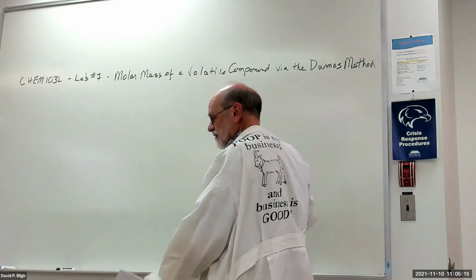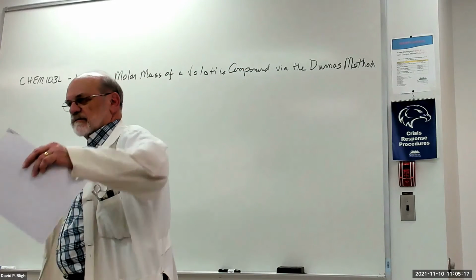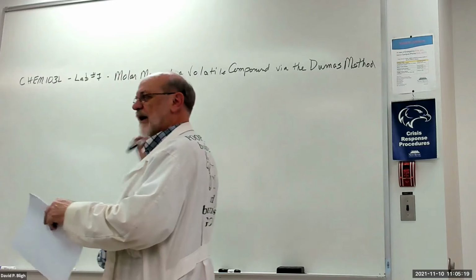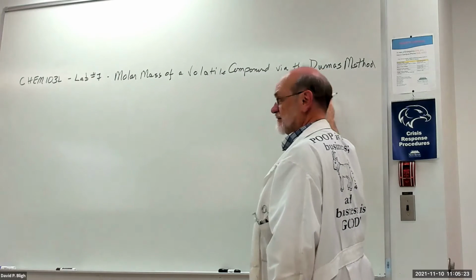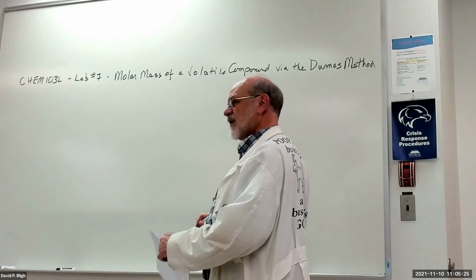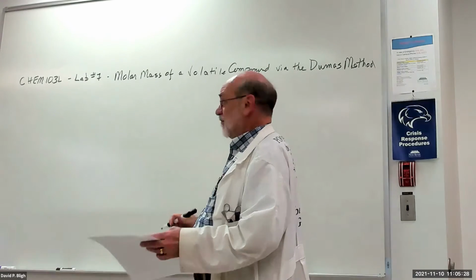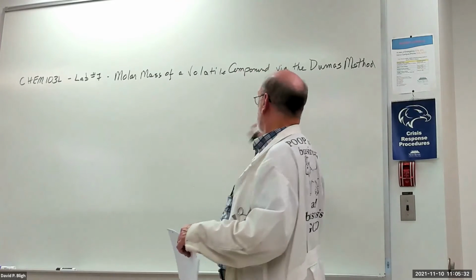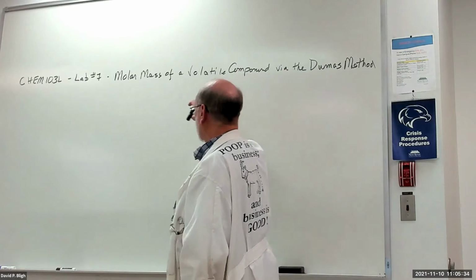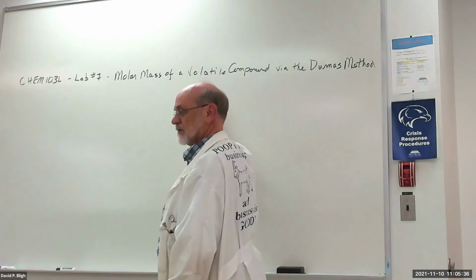Dumas was a Frenchman. He's not the same Dumas that wrote the Three Musketeers. It's a different Dumas, and he came up with a lot of methods. So if you see reference to Dumas method, it may not be this method, but this is the method for determining the molar mass of a compound if it is volatile.